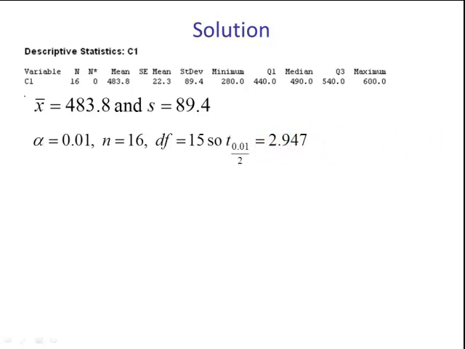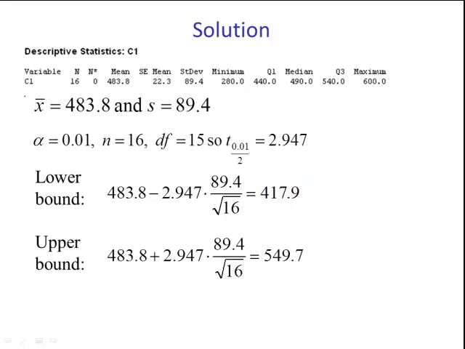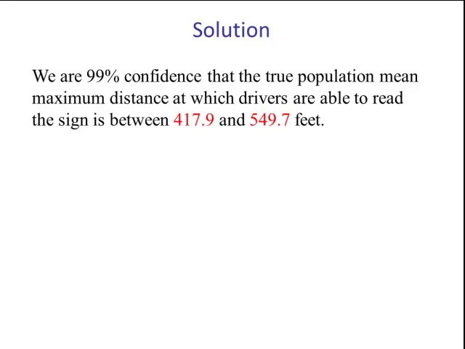2.947. So using these values, we compute the lower limit to be 417.9. The upper limit, upper bound, is 549.7. Now you may want to pause this video and check to make sure that you can get these values. So let's interpret this confidence interval. We are 99% confident that the true population mean maximum distance at which drivers are able to read the sign is between 417.9 and 549.7 feet.